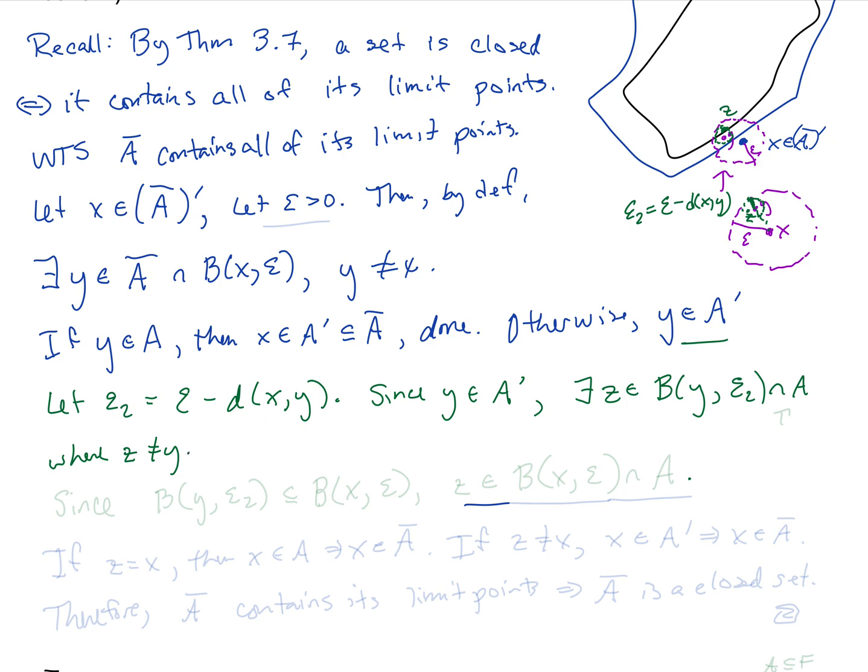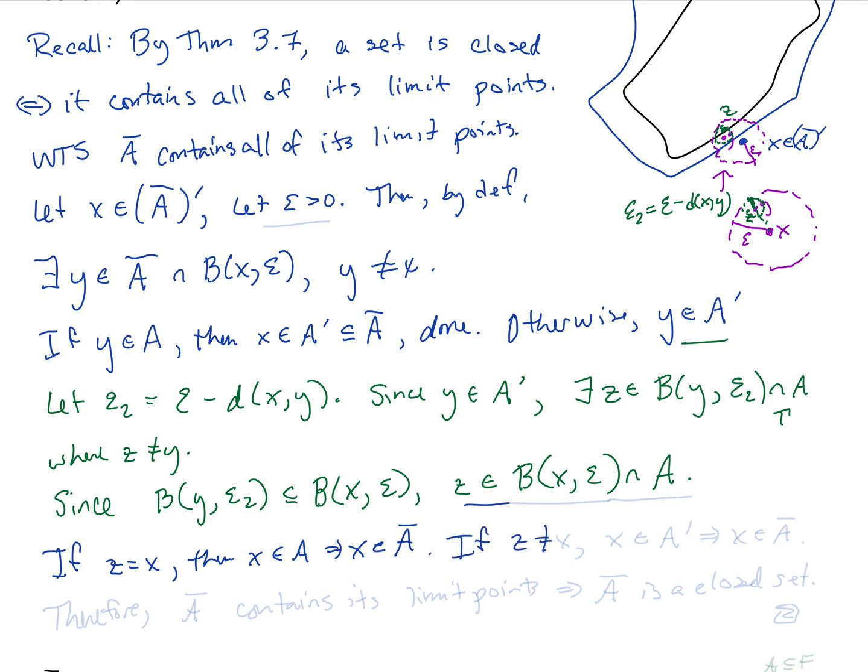Well, now that point z is also in our original ball of radius epsilon centered at x, because our second ball is inside of the first ball. So in other words, since the ball centered at y of radius epsilon sub 2 is contained in the ball centered at x of radius epsilon, that means that z is an element of the ball centered at x of radius epsilon, and z is in A. So now, if z happens to be equal to x, we don't necessarily know that that's not true, then x is an element of A, which implies that x is an element of A closure as well. So the limit point of A closure is contained in A closure.